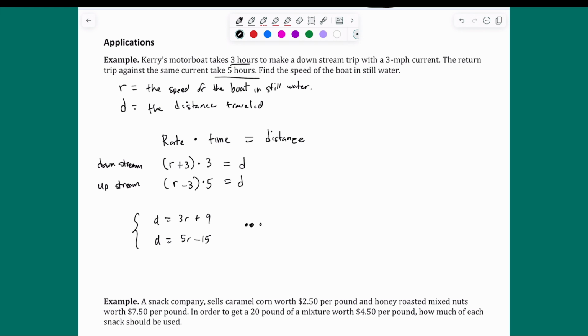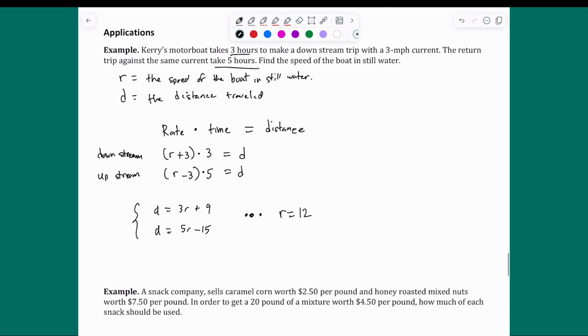Of course, you could use substitution or elimination here to solve this, but basically you'll see that the rate, or R, would equal 12. And so the speed of the boat in still water is 12 miles per hour. Yeah, so that's a typical rate times time equals distance type of system.